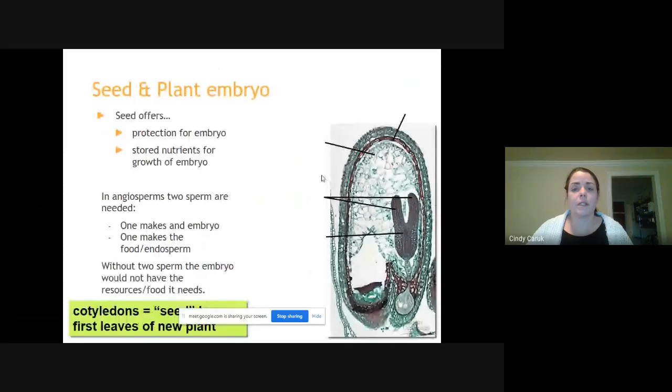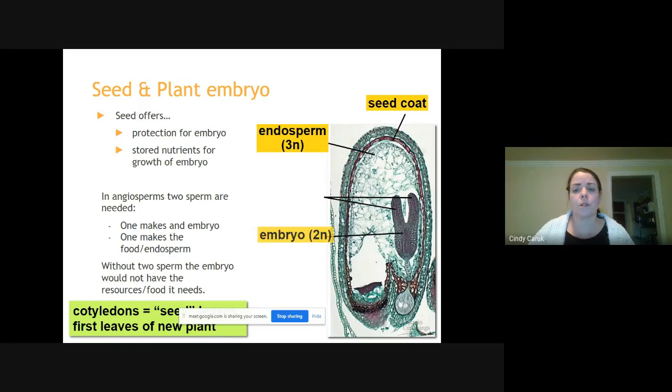Here is our seed. This is acting as protection for the embryo. It stores the nutrients. So the seed coat is that outer coat, if you've ever opened up a pistachio or a peanut, and it has that coating around it. That's your endosperm. That's going to form the food source. Here's our embryo. And here's your two cotyledons, your seed leaves.